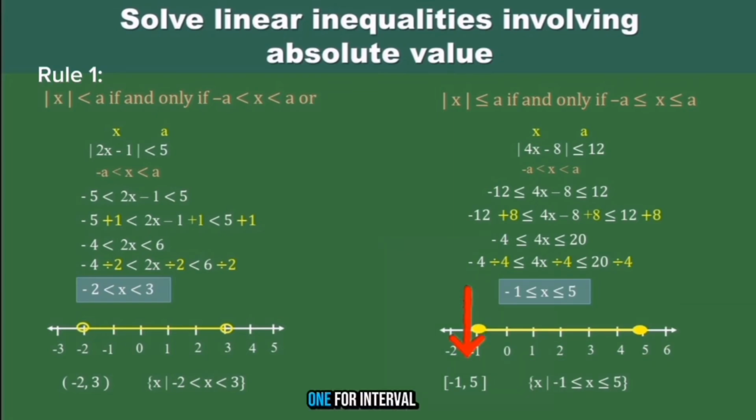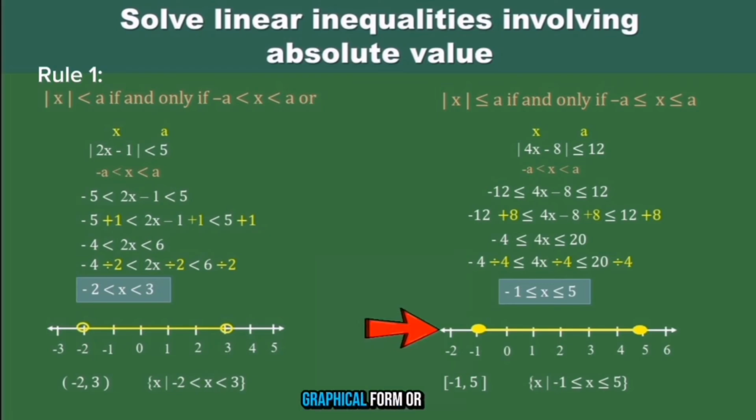And the second one, for interval notation, we have left bracket negative 1, comma, 5 right bracket. So meaning to say, all numbers between negative 1 and 5, including negative 1 and 5. The square brackets mean we do include the endpoints.